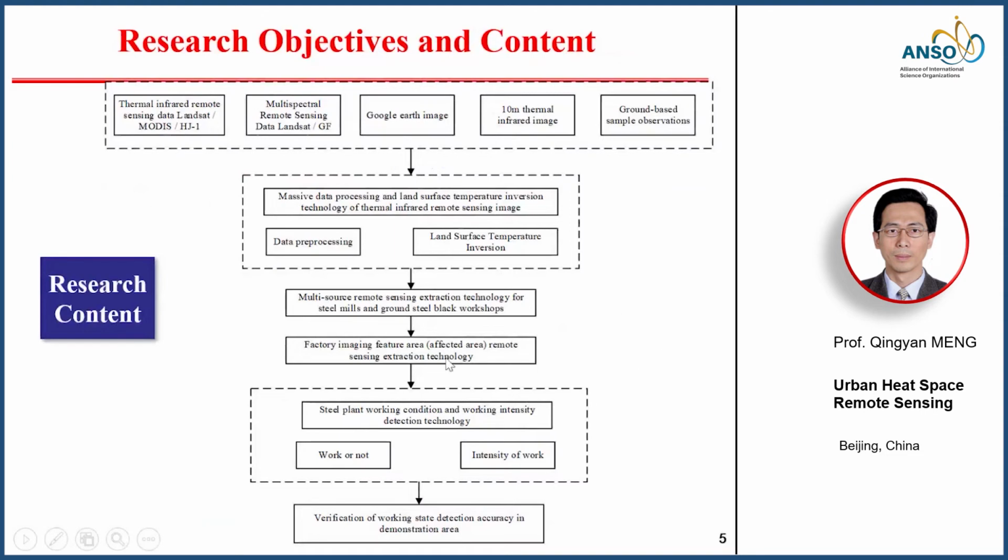And we conduct some data processing and retrieve the land surface temperature. We use multi-source remote sensing retrieving technology for steel mills, ground steel, and illegal factories and workshops. We should also study the imaging feature area and the affected boundary with remote sensing retrieving technology, and we study the working conditions, working status, and working intensity detection technology for plants or factories. It's working or not, or the intensity of the working for production.